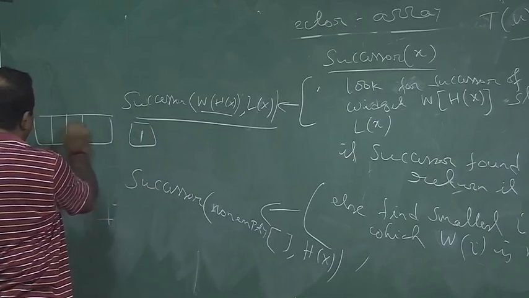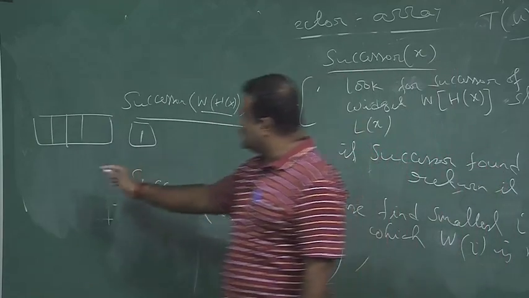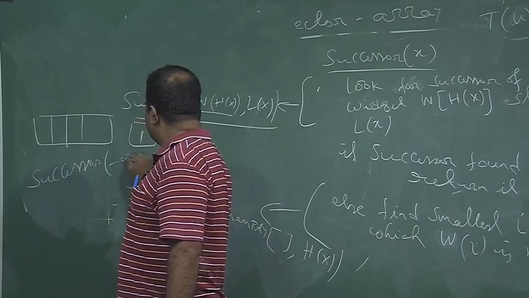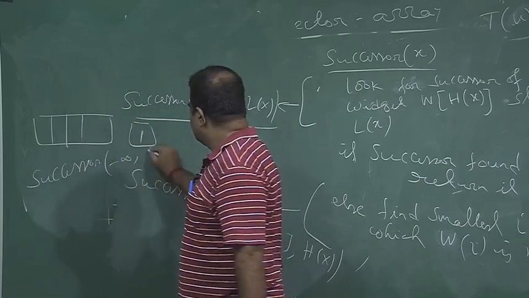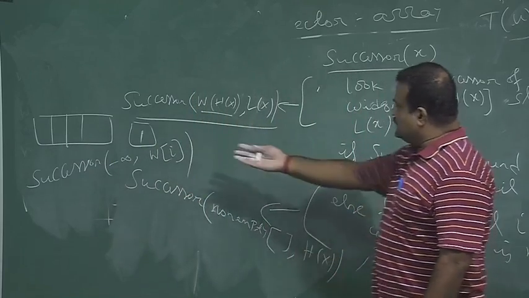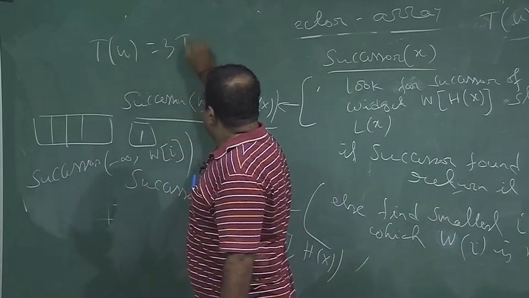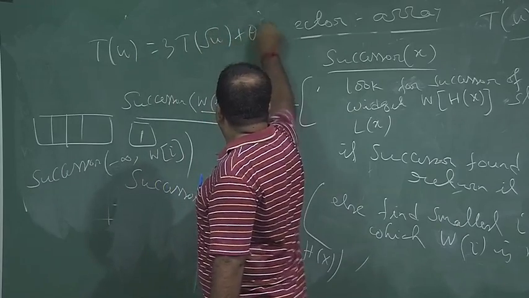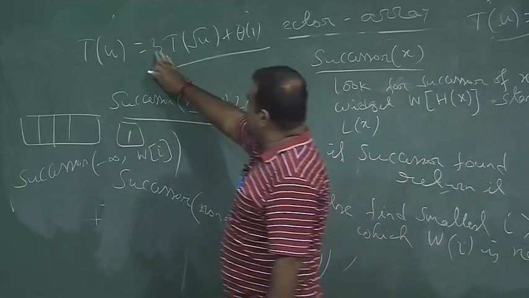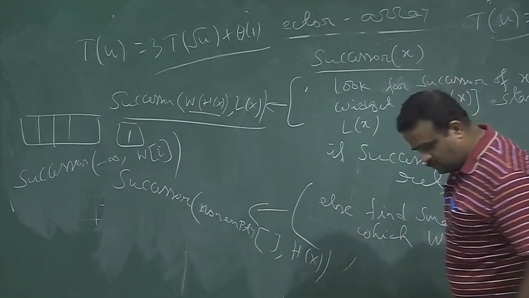Now, here what are we looking for? We are looking for the first non-zero element. That is basically also a successor call, successor of minus infinity in that widget W of i. Okay. So, basically this is 3 successor calls. So, the recurrence will be T(u) = 3T(root u) + theta of 1, but this will not give us the log u. So, we need to reduce this to only one successor call. How can we do that?